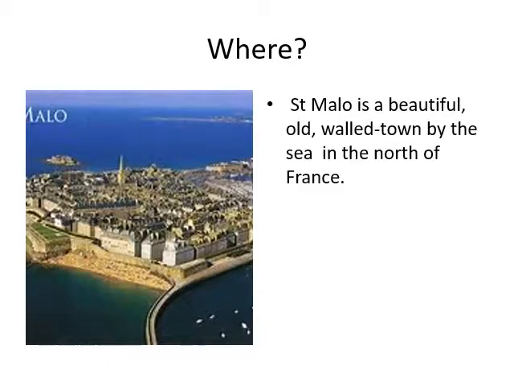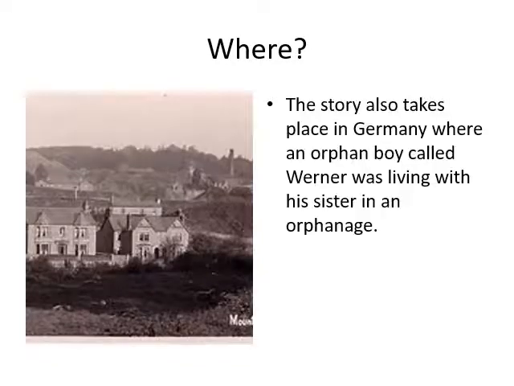So, Saint-Malo. Saint-Malo is a beautiful old walled town by the sea in the north of France. The story also takes place in Germany, where an orphan boy called Werner was living with his sister in an orphanage.